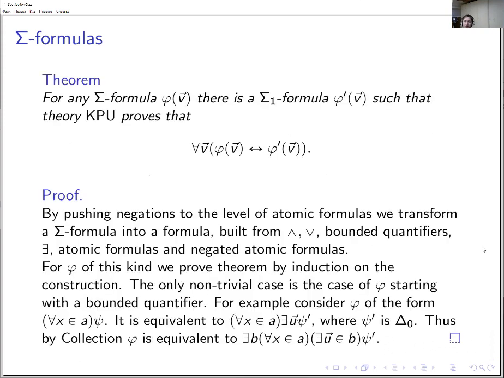And in fact, this also works. One of the reasons why KP is a natural setting for generalized computability is that the same connection works in Kripke-Platek theory. Basically, over Kripke-Platek theory, it's possible to equivalently transform sigma formulas into sigma 1 formulas.